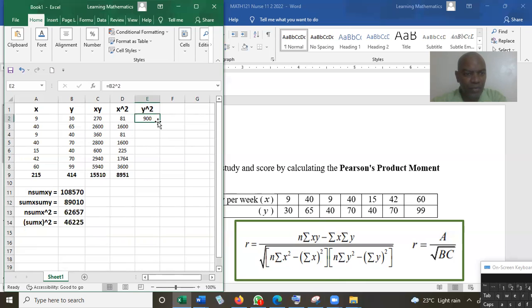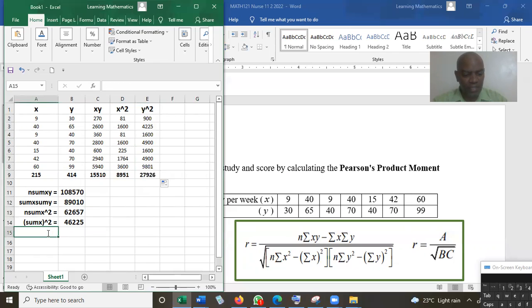And when we go back here and we double click here, then these are all the y squared. And we want to sum this. So we just drag the sum formula beneath these values in E9. And this is the sum of y squared.